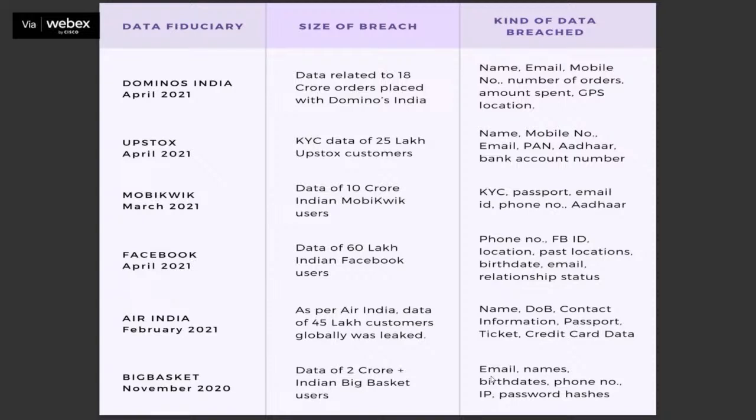And then a breach happened with Big Basket in November 2020. So data of 2 crore plus Indian Big Basket users was breached, which included their email addresses, names, birth dates, phone numbers, IP addresses also, and the password, which was actually in hashed form. So these were, we can say, recent attacks that happened with big famous companies.